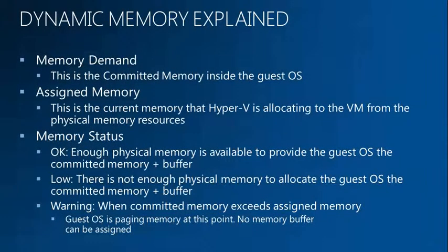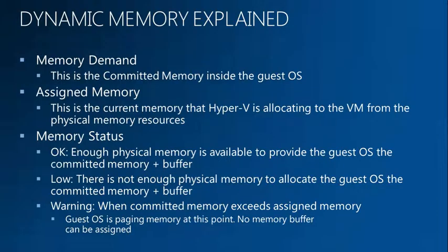Memory demand is how much is currently being used. Even though we start something out, let's say at 512 meg, we'll show you what it's actually being used by that memory, and as I go through the demonstration, we'll see that increase as we put more demands on that server. Assigned memory is current memory, and then memory status.